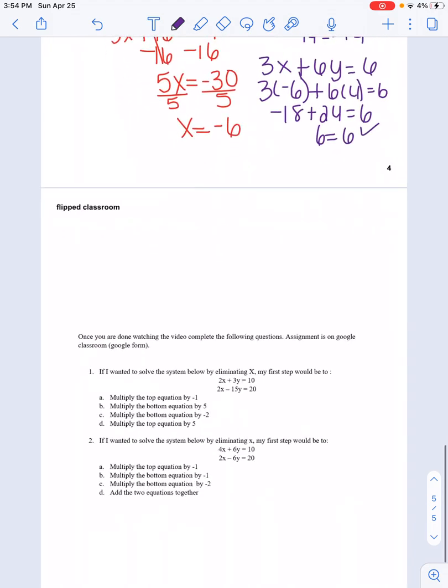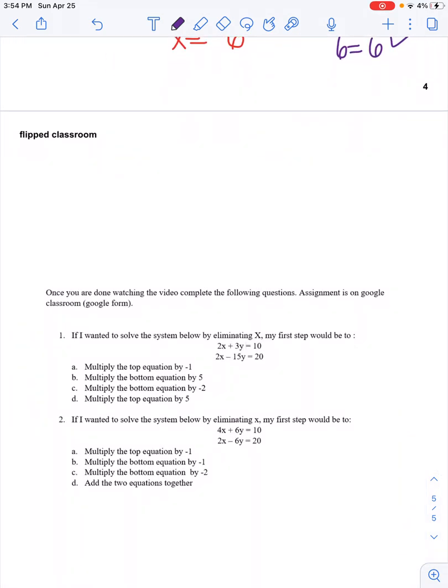So now what I want you to do is go to the Google form. Okay, on the Google form you actually have 3 questions. The first question says, did you watch the video, yes or no? And then the next 2 questions, I want you to answer this. Okay, so if I wanted to solve the below equation by eliminating x, what would be my first step? Tell me what your first step is. Is it multiply the top equation by -1, multiply the bottom equation by 5, multiply the bottom equation by -2, multiply the top equation by 5?